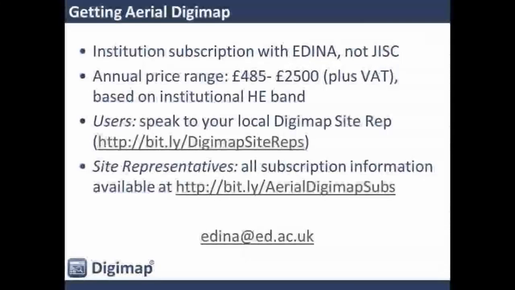So I would imagine some people are wondering how they can get hold of Aerial Digimap, what the process is. So much like our other collections, this is a subscription service, so you need to subscribe to the service, or your institution needs to subscribe to the service. But in this case, the subscription's with EDINA, not JISC. This is not a JISC-funded service. The price range varies depending on your institutional higher education band, so the range of prices is shown there. These bands are published online if you need to check what your institution's band is.